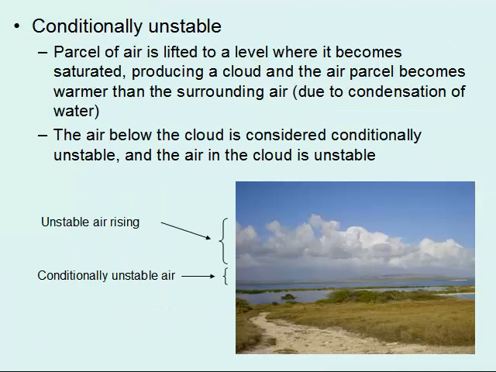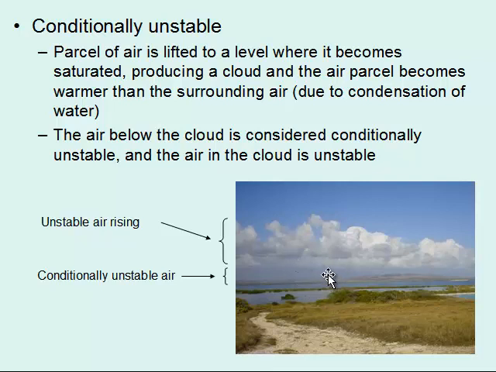We also have what's called a conditionally unstable atmosphere. This is a little bit tricky. Your book has a great diagram that describes this. We have a parcel of air that is lifted to a point where it becomes saturated, producing a cloud, and then the air parcel becomes warmer than the surrounding air due to the condensation of water, because that condensation process releases energy.